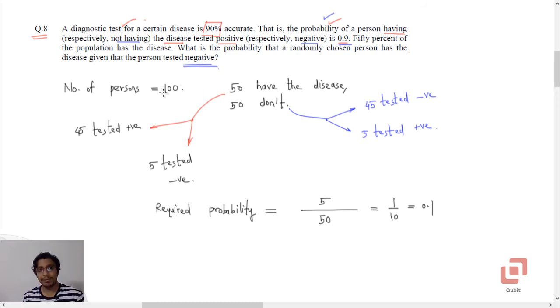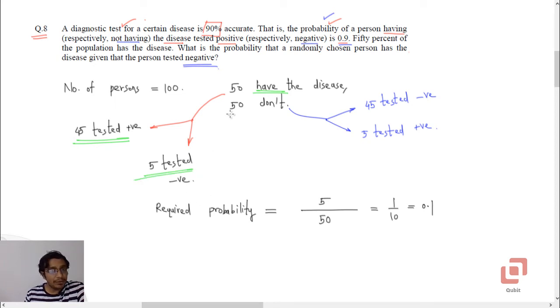Okay, out of the 50 persons that we have. Now due to the accuracy of the diagnostic test being 90%, we can say that in the group of those 50 people who have the disease, 45 will test positive. Okay, due to the accuracy. 90% accurate means 45 out of 50 will test positive, and the remaining 5 will test negative.